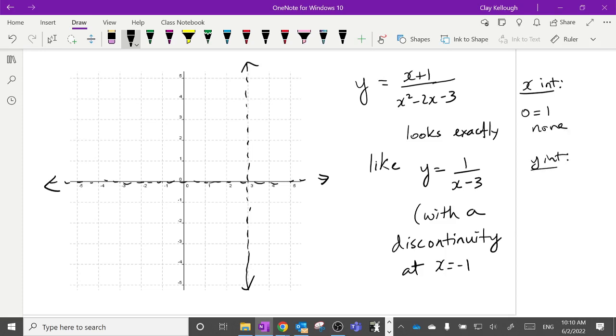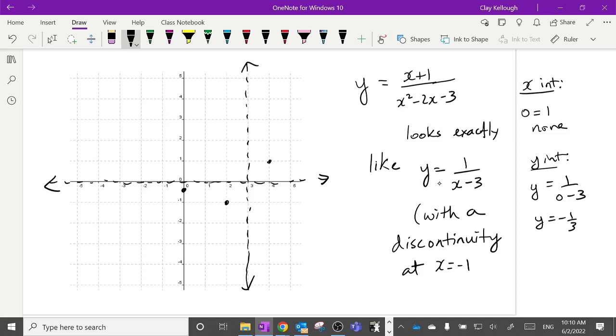Let's find a y-intercept. That'd be helpful. Y-intercept happens when x is 0. So when x is 0, I get y equals 1 over 0 minus 3. So that's -1/3. Okay, so the y-intercept's -1/3, so maybe about there. I know that there's no stretch happening to this thing, so I know that that would be a point.